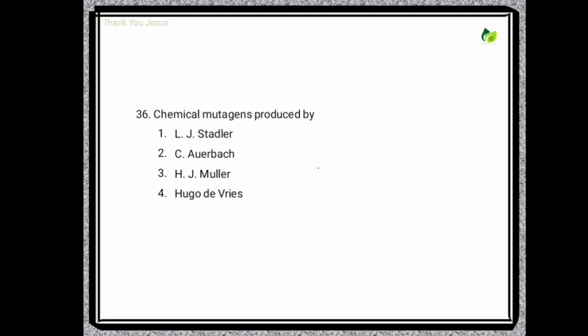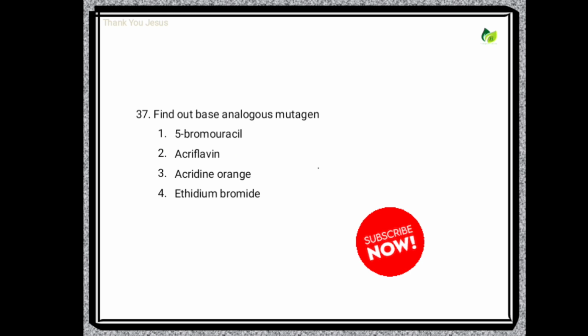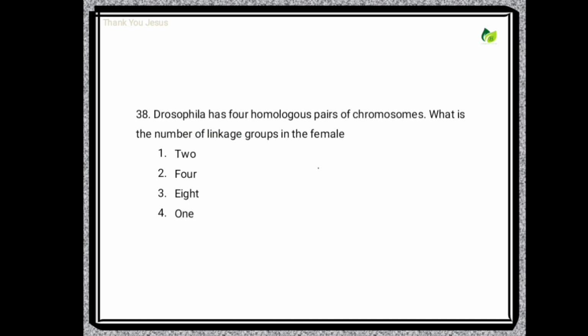Chemical mutagens were produced by. Options are Stadler, Auerbach, Muller, Hugo de Vries. The correct answer is Auerbach. Let's see the next question. Find out the base analogue mutagen. Options are 5-bromouracil, acriflavine, acridine orange, ethidium bromide. So the correct answer is 5-bromouracil, a base analogue mutagen. Let's see the next question.